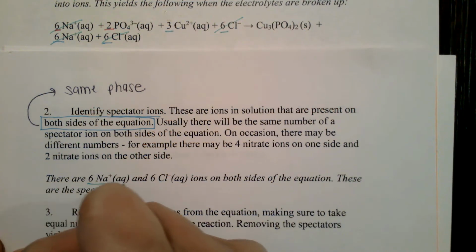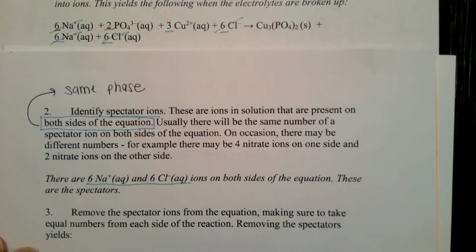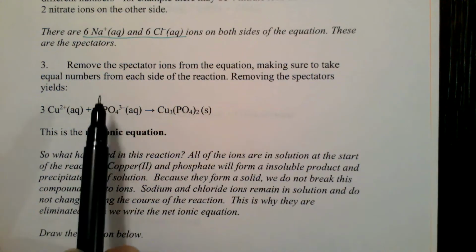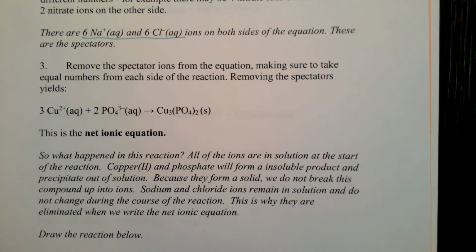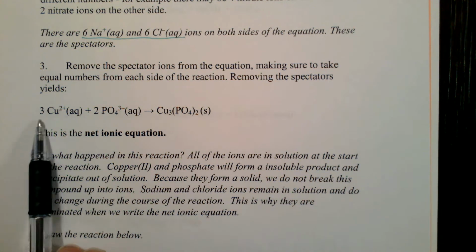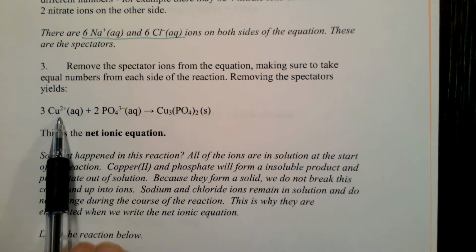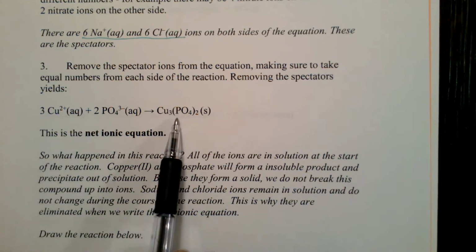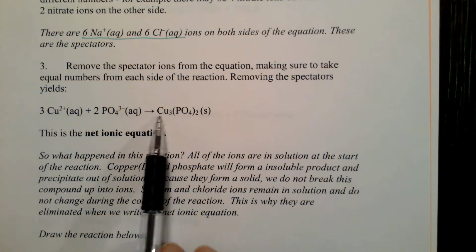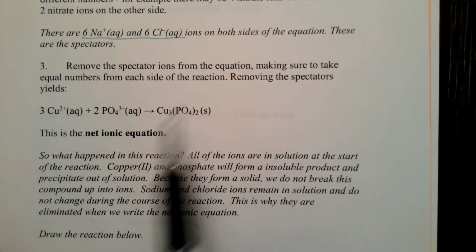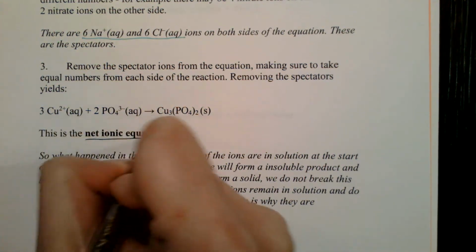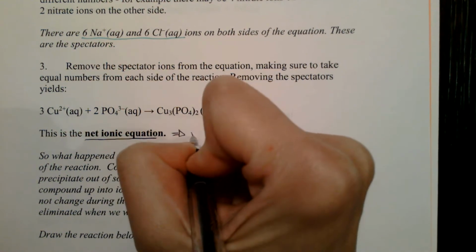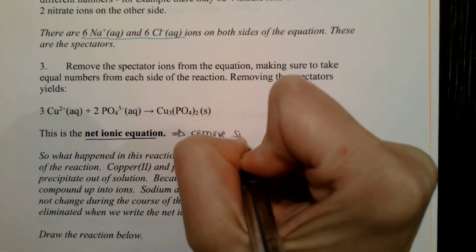So our spectators are the 6 Na plus and the 6 Cl minus. They're on both sides of the equation. These are called spectators. Okay, so after we identify the spectators, we're going to remove the spectators from the equation. So we're just going to take them out. Like I drew the line through them, we canceled them out. So once we remove spectators, we are left with the cation and the anion that came together in solution to form our insoluble product, our copper 2 phosphate. So this here is the net ionic equation. Our net ionic equation happens after we remove spectators.